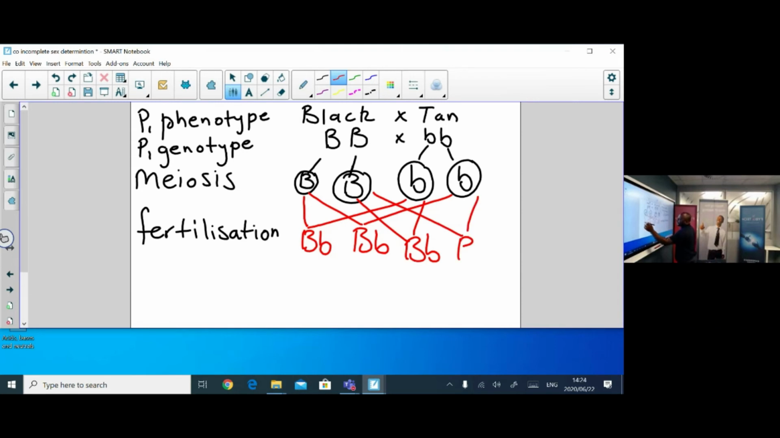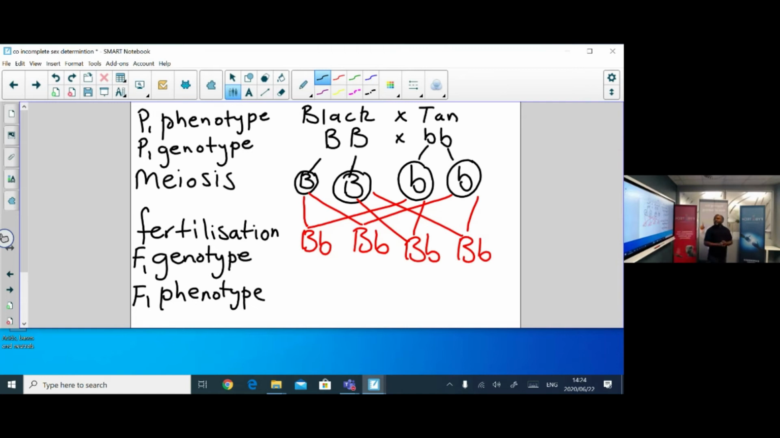All right. So we do get our possible genotypes. So we are starting to answer our question. Those are possible genotypes. Right. What will be our F1 phenotype? The second part of the question.